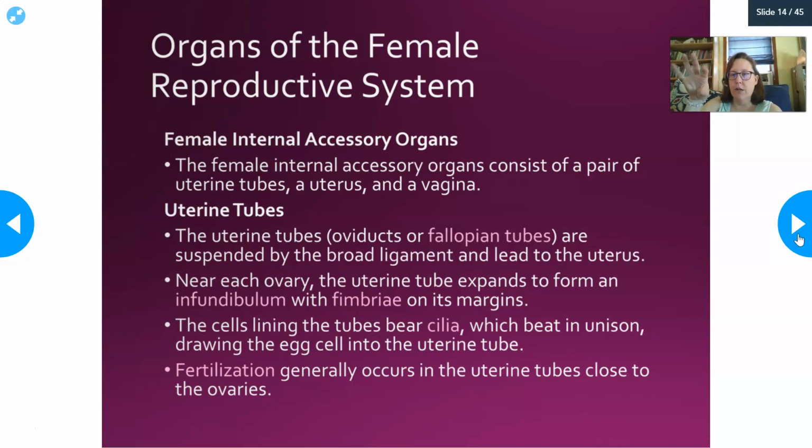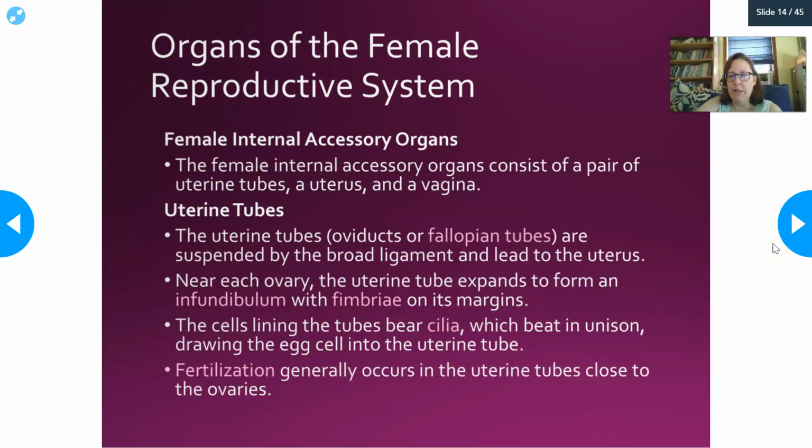It looks like this, like little fingers that are going to catch the egg, and those little fingers are called fimbriae. The cells lining the tubes bear cilia. Cilia are hair-like cells, and they beat in unison, drawing the egg into the uterine tube. They're going to do this wave-like motion and move the egg down the uterine tube towards the uterus. And then fertilization generally occurs in the uterine tube close to the ovaries.